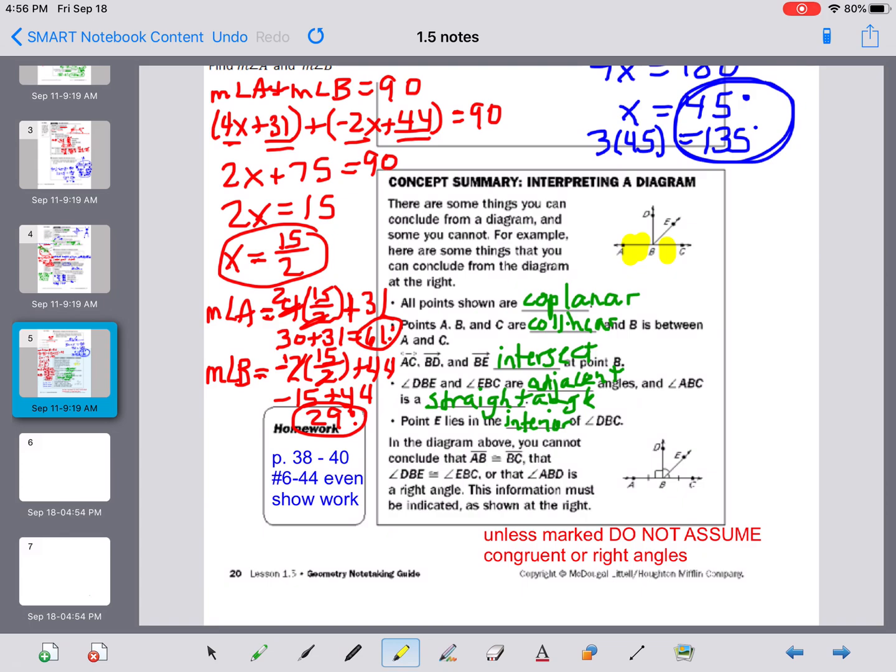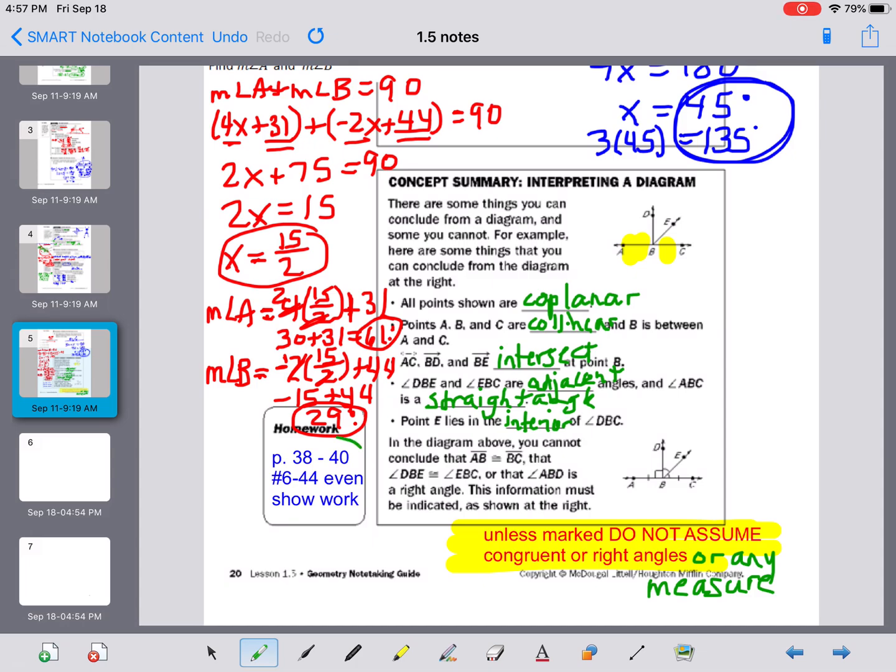So what this is warning us of is don't assume too much, okay? And what I really want you to think is what I've written down here. Unless it's marked, do not assume congruent or right angles, or really any measure, okay? They need to give us more information. They need to either mark it or tell us in the directions. Okay, that's it. That's what we have.